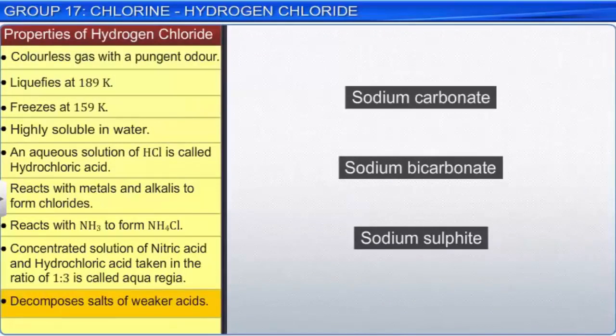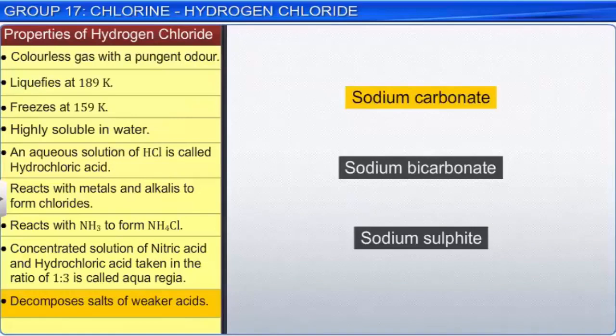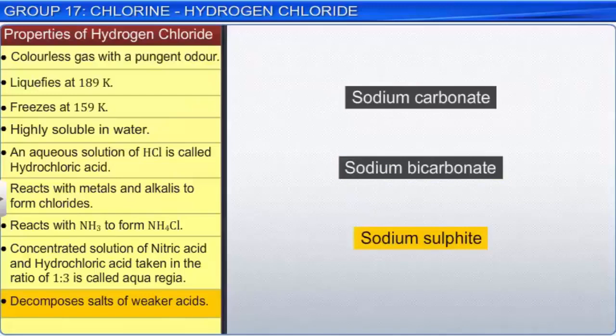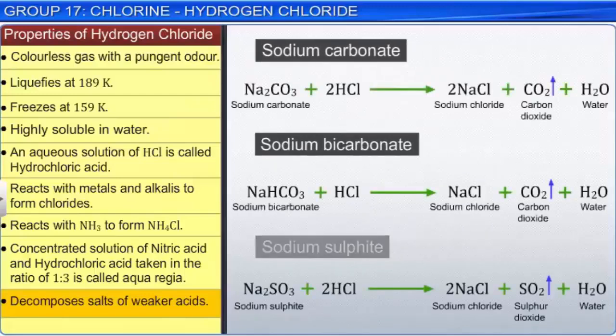Hydrochloric acid decomposes salts of weaker acids, such as sodium carbonate, sodium bicarbonate, and sodium sulfite. You can see from the balanced chemical equations that hydrochloric acid decomposes sodium carbonate and sodium bicarbonate to sodium chloride, carbon dioxide, and water, while it decomposes sodium sulfite to sodium chloride, sulfur dioxide, and water.